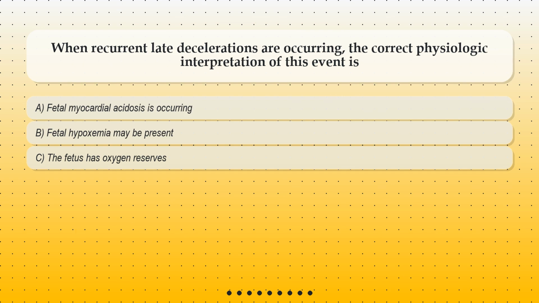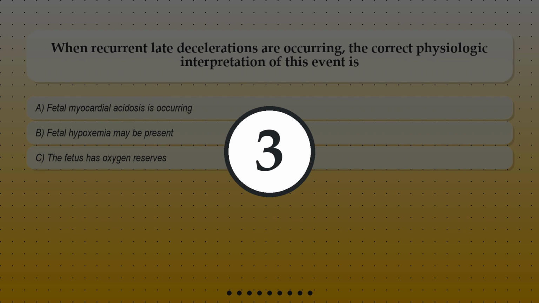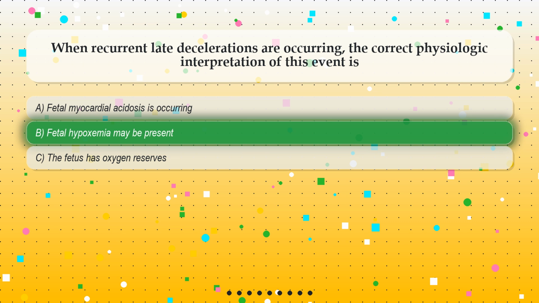Question 4. When recurrent late decelerations are occurring, the correct physiologic interpretation of this event is: Option A, fetal myocardial acidosis is occurring. Option B, fetal hypoxemia may be present. Option C, the fetus has oxygen reserves. The correct answer is option B, fetal hypoxemia may be present.